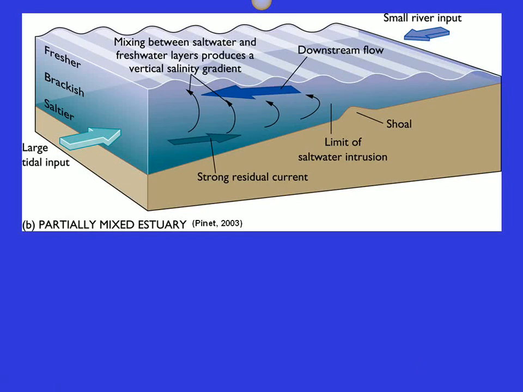Right, so we're looking at examples of different types of estuaries based on their stratification. We talked about the salt wedge and the strongest stratified. Then we have a diagram here of a partially mixed estuary in which the light water layer and the heavy water layer are less distinct because of stronger mixing, because of the larger tidal input and the smaller river discharge relative to the previous examples.